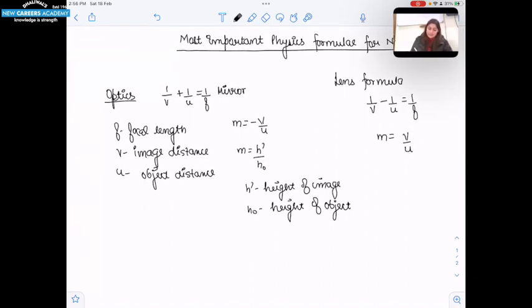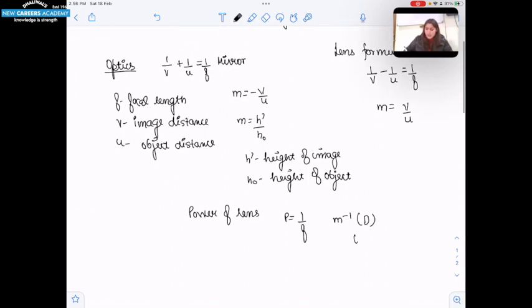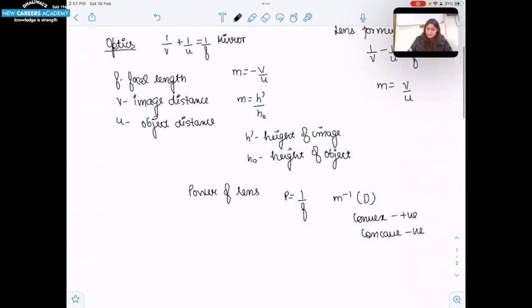Okay, next important formulas are formulas related to power of lens. Formula for power of lens is 1 by focal length of lens. Okay, this is in meters. Its unit is meter inverse or diopter. For convex lens, power is positive. For concave lens, power is negative.